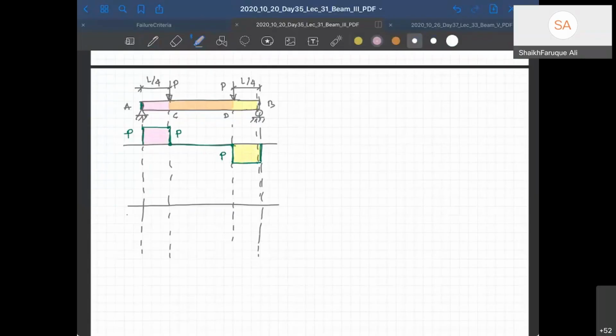And in between, there is a 0 shear force. Okay. Right. Now, for the bending moment diagram, how do we draw it? The bending moment diagram is going to be 0 here, because the support will have 0 force, 0 moment. And there is a P at L/4, so it's going to increase with a slope of P. So this is P into X sort of thing.